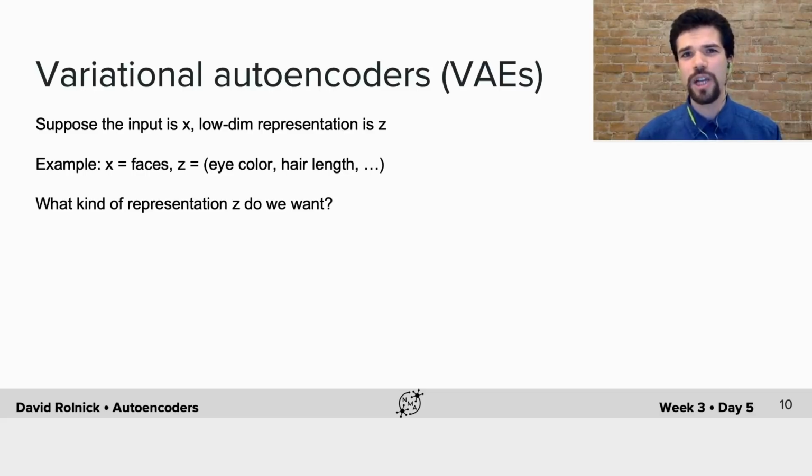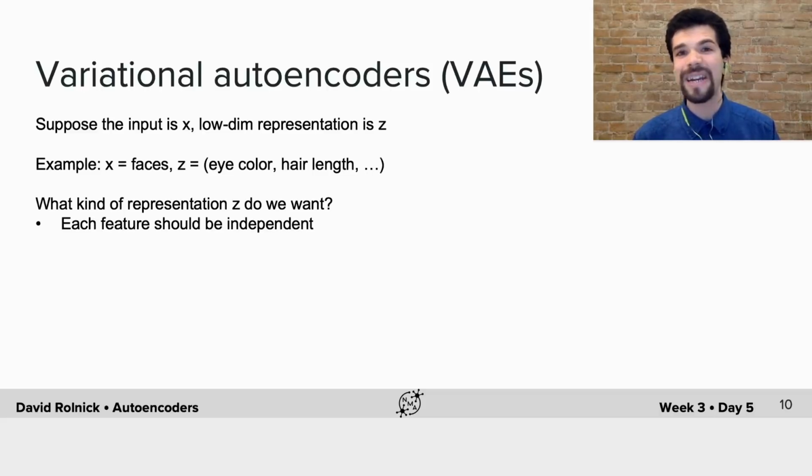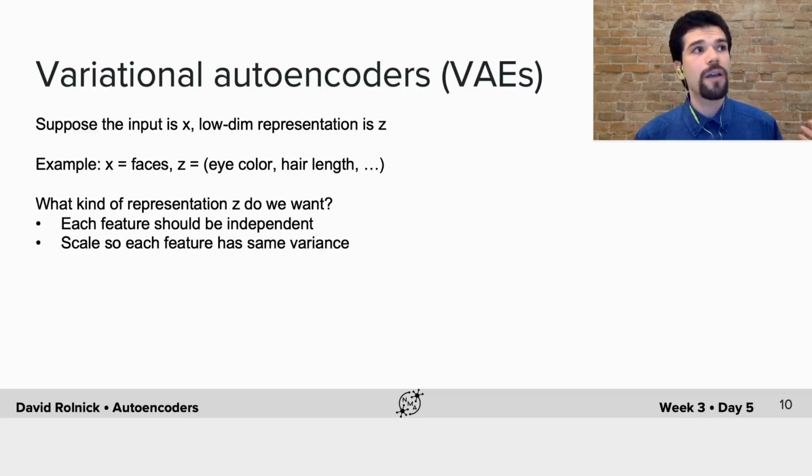And what kind of representation do we want from z? Well, one thing we want is that each feature should be independent. They should be really describing separate things that can vary independently, like eye color and hair length. And second, we would like to scale so that each feature has the same variance. We don't want, for example, all the faces to have the same length hair. Then hair length wouldn't be a meaningful feature. So we'd like to have each feature be relevant to the same degree.